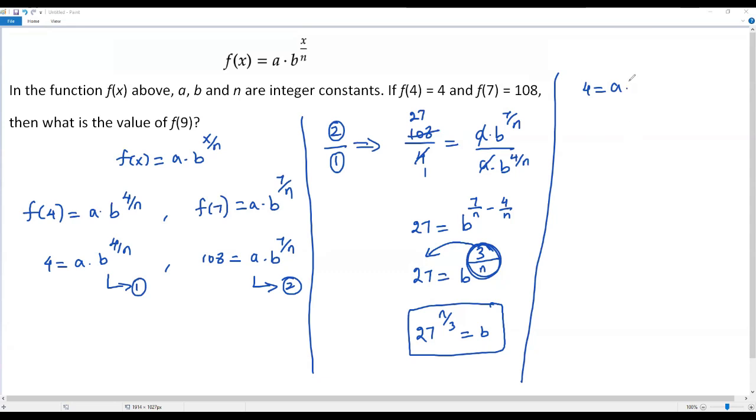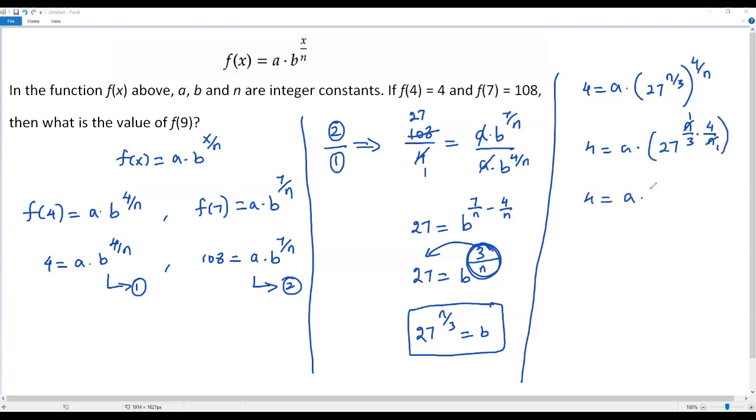Then I'm getting 27 to the power of n over 3, to the power of 4 over n. Then we get 4 equals a times 27. Here we have base 27 and exponent n over 3, and for this complete stuff again we have exponent 4 over n. Whenever we have two exponents like this, we can multiply the two exponents using the power of a power rule in exponents. Let me multiply the two exponents, n over 3 times 4 over n. So here n goes into n one time and n goes into n one time.